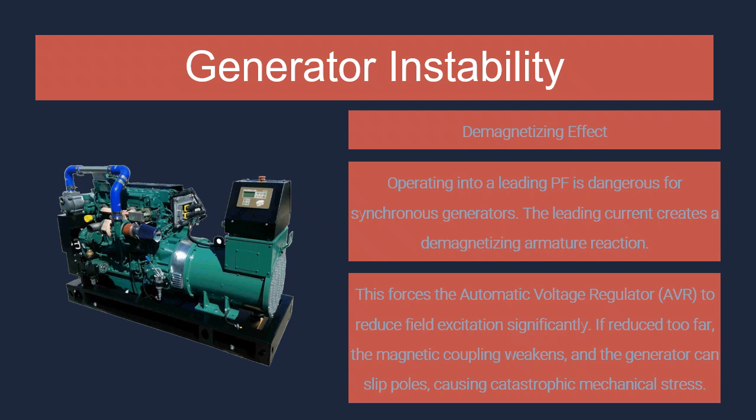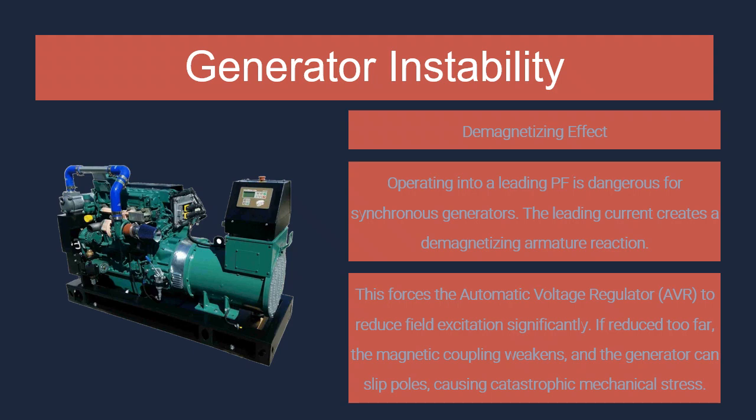If the excitation is reduced too far, the magnetic coupling that holds the generator in sync with the grid weakens, causing the generator to lose stability, overheat, and potentially experience a mechanical failure known as slipping poles. This is why generators have strict operational limits on how far they can operate into the leading region.